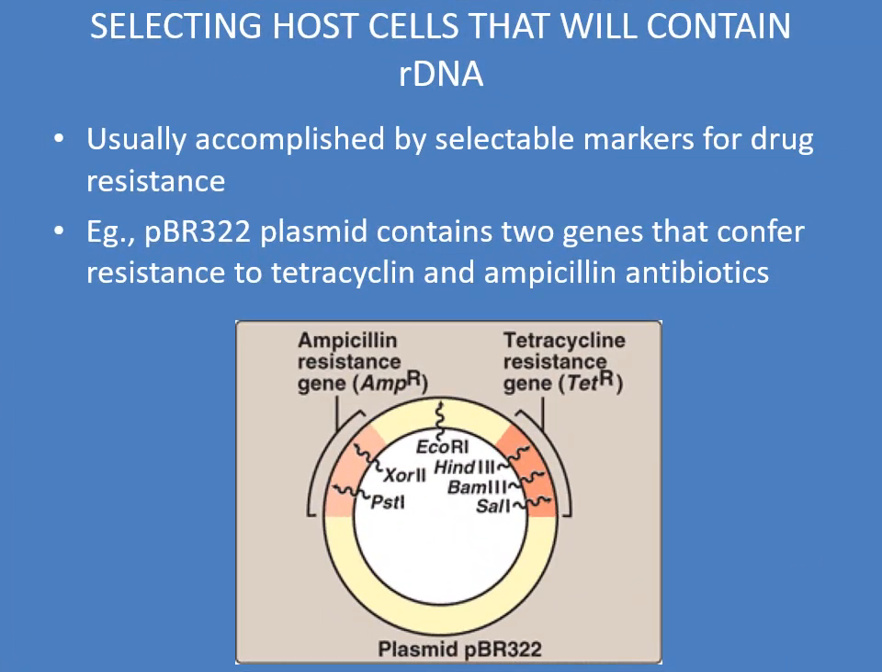Next step is the selecting of host cells that will contain the recombinant DNA. It is usually accomplished by selectable markers for drug resistance. For example, pBR322 plasmid contains two genes that confer resistance to tetracycline and ampicillin antibiotics. So this is the plasmid pBR322 vector where there are two genes which confer resistance to ampicillin and tetracycline.